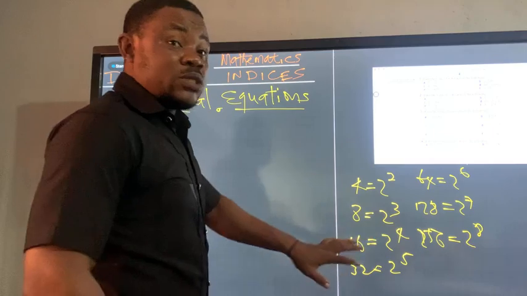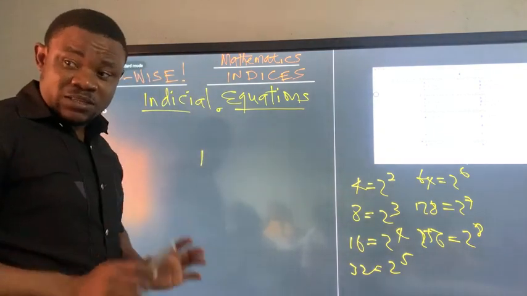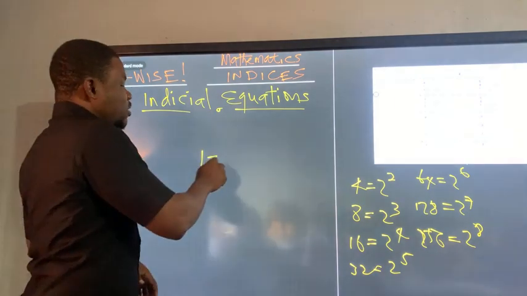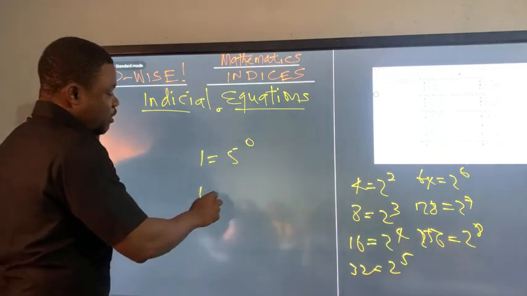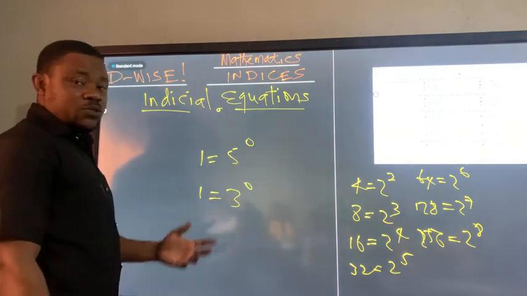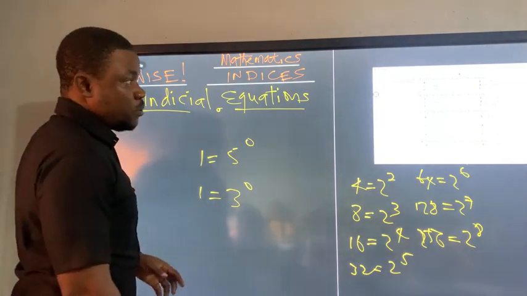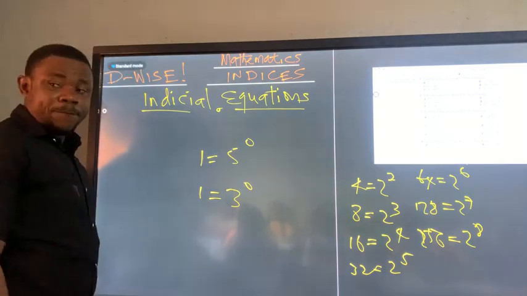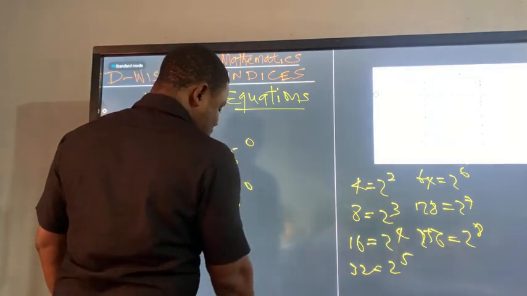So I'll be doing this a lot. And anytime I see 1, it's going to be anything raised to the power of 0. Take note of that. If I see 1, I can make it 5 raised to the power of 0, or 1 raised to the power of 0. Do you understand what I'm trying to say? 1 raised to the power of 0 is still 1, yes. Anything raised to the power of 0 is 1.